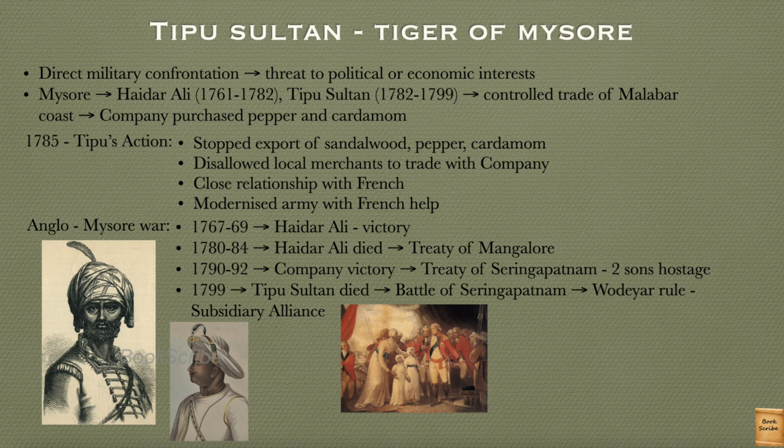and in 1799, which was the last and the fourth Anglo-Mysore war, in that war Tipu Sultan was killed while defending his capital Srirangapatnam, and after his death the British bring in the Wadayar family to rule Mysore, who were earlier ruling before Hyder Ali. Subsidiary alliance was imposed on the Wadayars in Mysore.